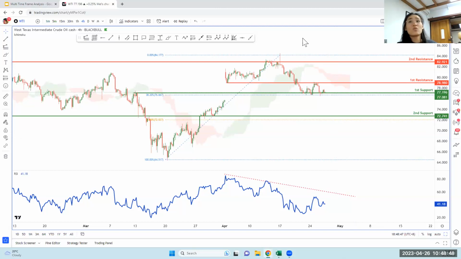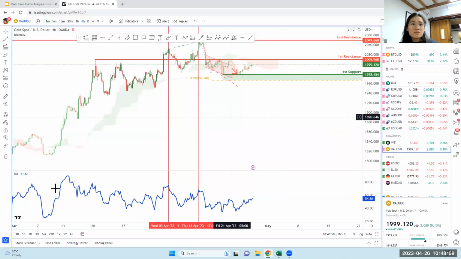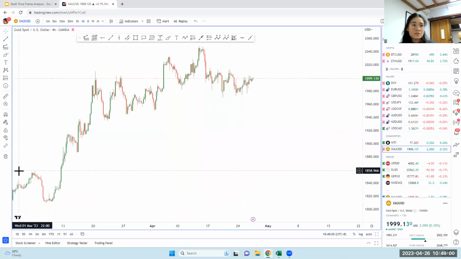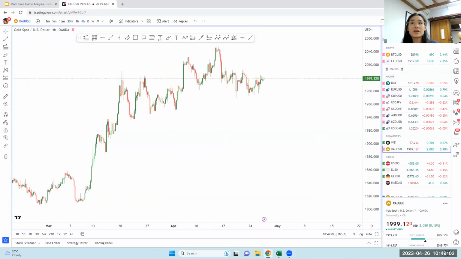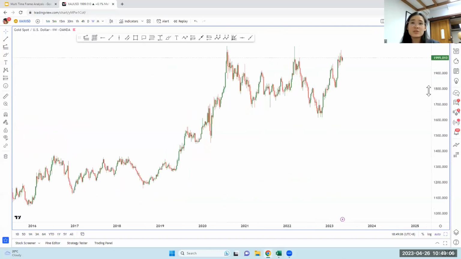Okay, let's take a look at one more chart together and just compare the time frames. Okay, let's take a look at gold. Once again, we're starting from a top-down approach. So starting from a higher time frame.